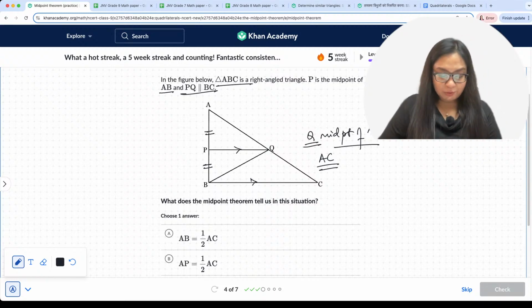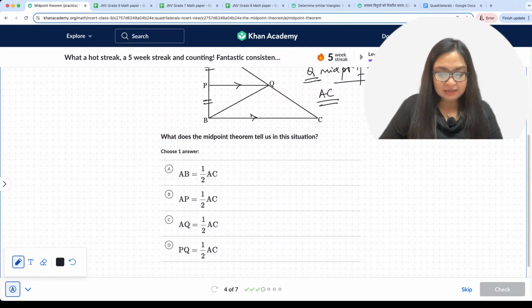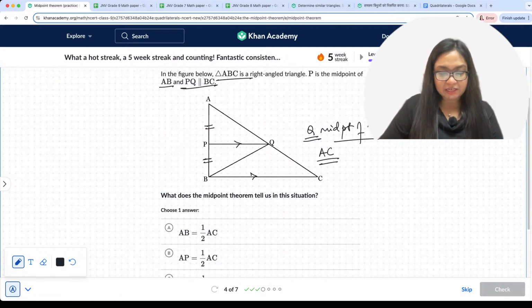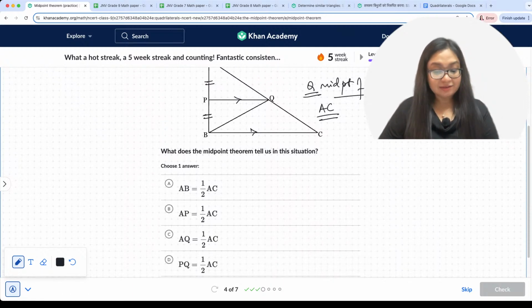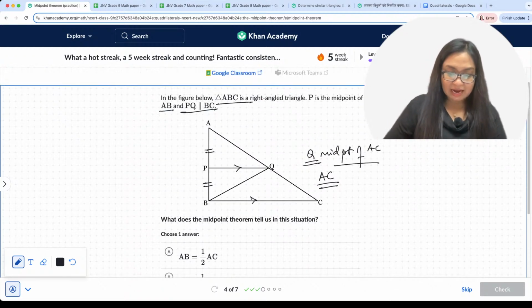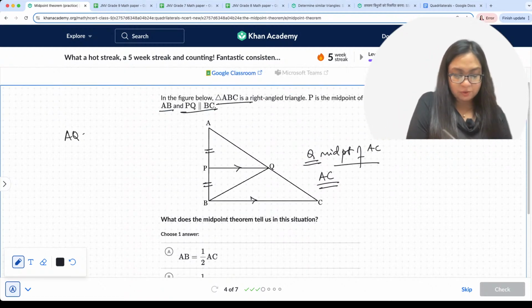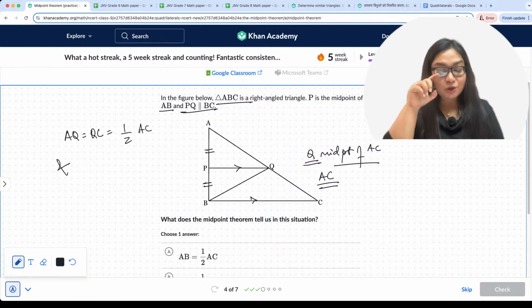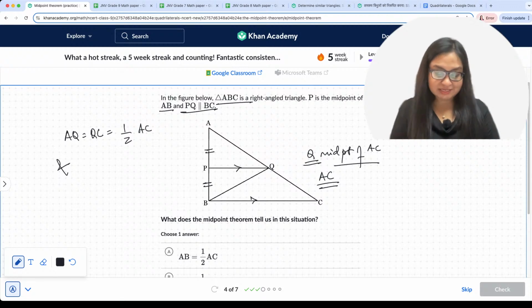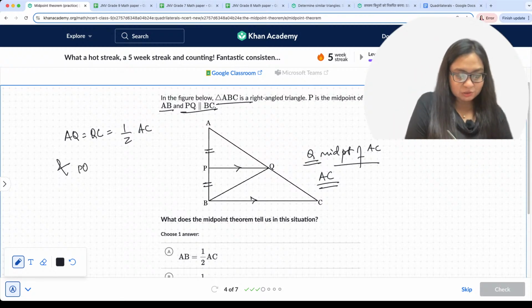So, here we go. यहाँ से हमें क्या मिल जाता है? Q is midpoint of AC, मतलब AQ is equal to half of AC. Right? So, we can say that AQ is equal to QC is equal to half of AC and PQ is also equal to half of BC. Right? PQ is also equal to half of BC. ये भी मालूम है हमें.